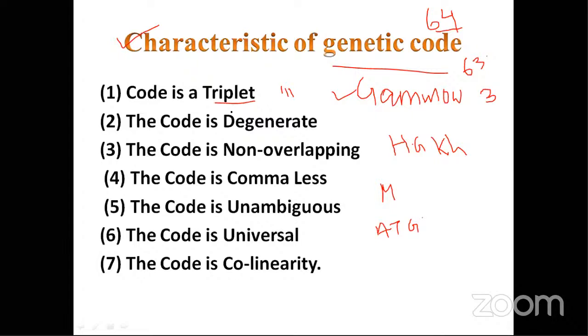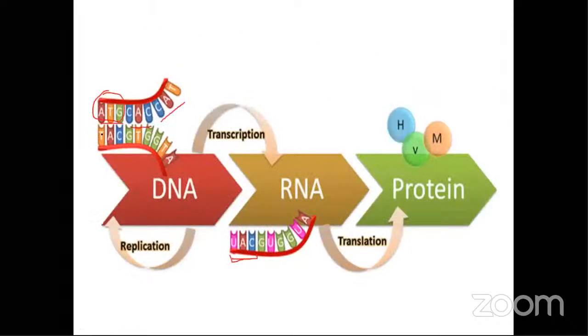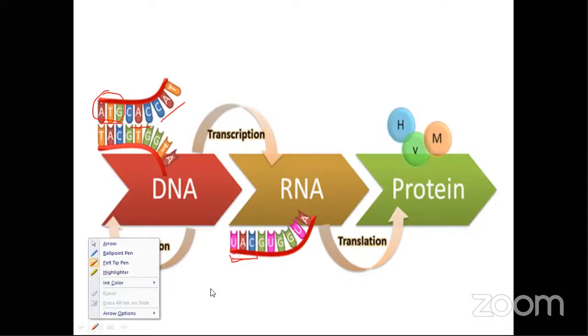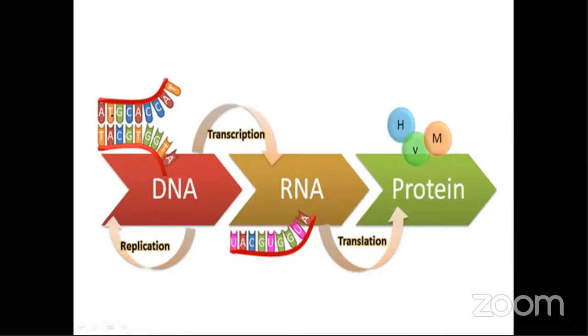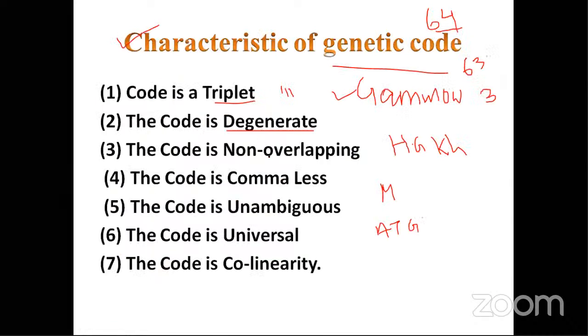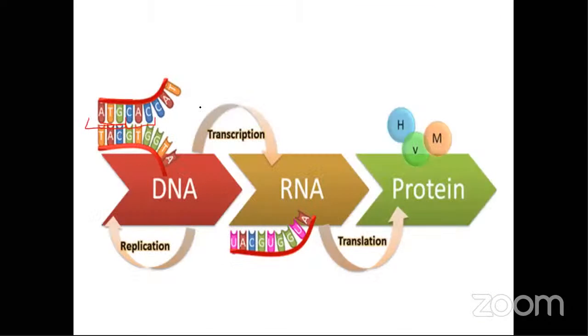And they are not overlapping. If your codon is starting from here, they will be continuous. It is not like TGC will code for one, then CGA will code for one, not like that. If these three are already used, they will be coding for one, then the next three, then the next three. So they will not be overlapping each other. They are commaless, meaning there is no space between them. They will be very continuous in nature.